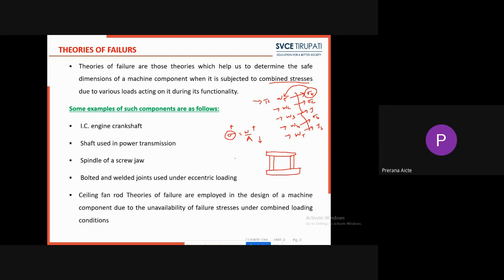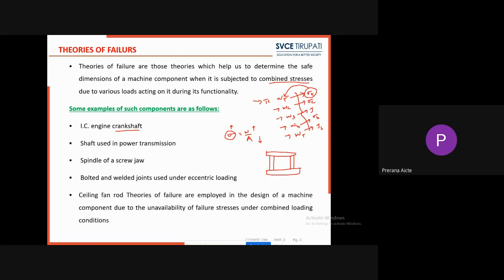For example, in an IC engine, you have designed a crankshaft or camshaft or a piston or cylinder. What are you going to do? What type of material is to be used to avoid the failures? What type of stresses will be involved whenever the piston is moving from the TDC to BDC?